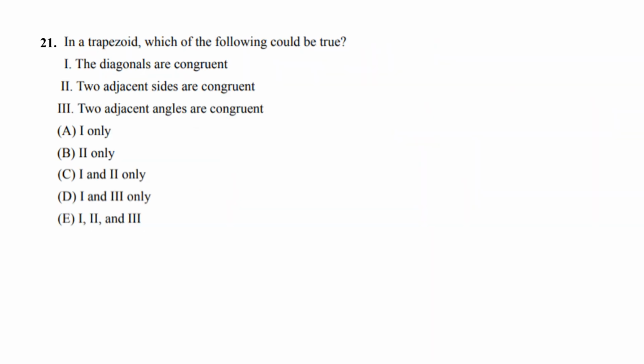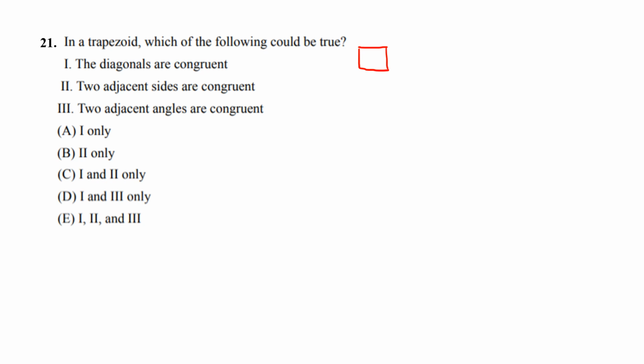In a trapezoid, which of the following could be true? The diagonals are congruent, 2 adjacent sides are congruent, 2 adjacent angles are congruent. All right, let's take a closer look. We know that the definition of a trapezoid is that it has at least one pair of parallel sides, at least being the keyword, meaning all sides could be parallel. It could be like a square, right? Or a rectangle. I'm going to do a square in this case. So this is a really specific case of a trapezoid.